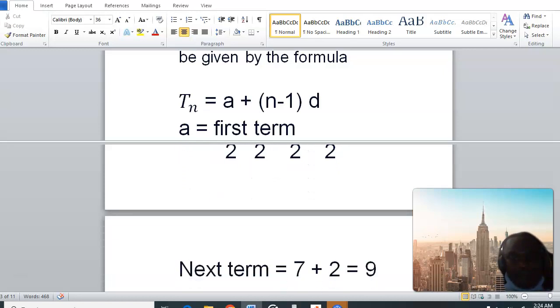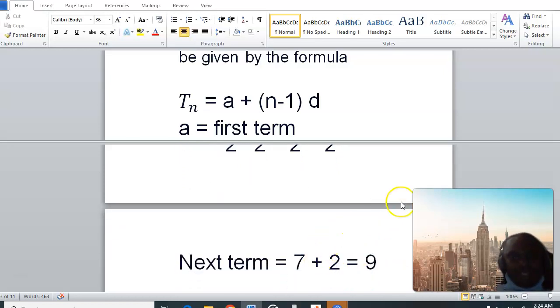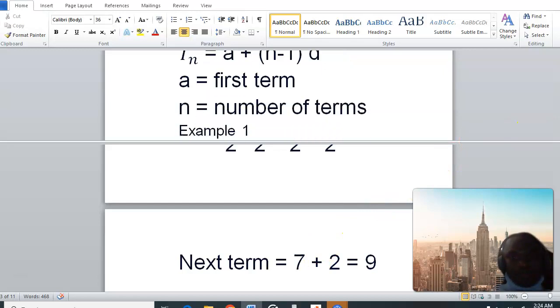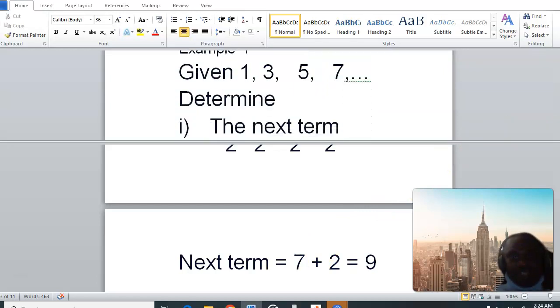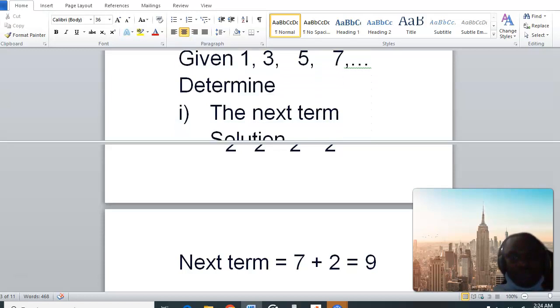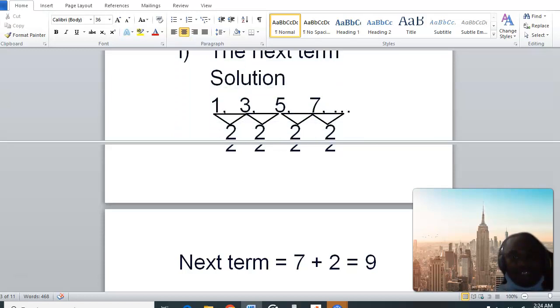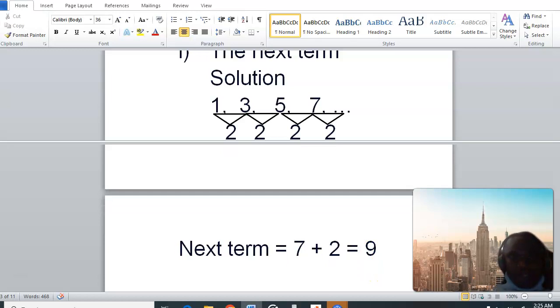Are we together? So our next term is 7 plus 2, which gives us the next term, which is 9. Alright. Okay.